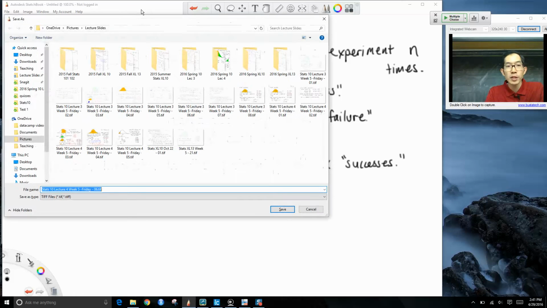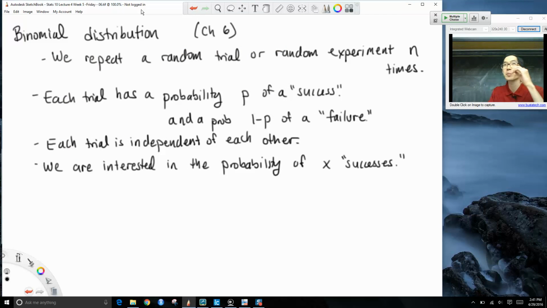Okay, so I'll list off some examples of things that are binomial distribution problems. For each of these problems, we have to be able to identify n, p, and x. And there could be multiple x, but we have to identify n, p, and x for each of these problems.